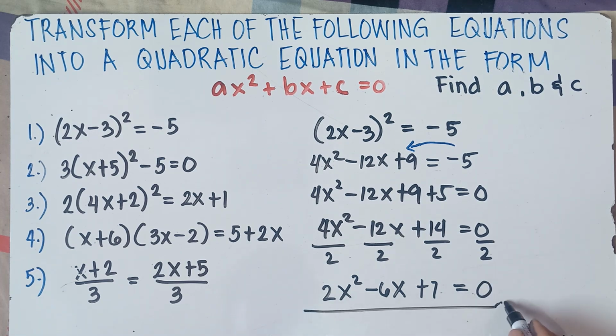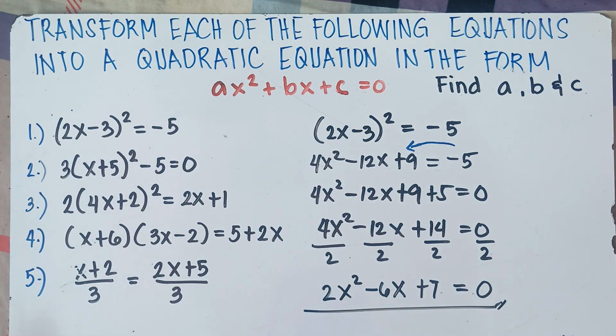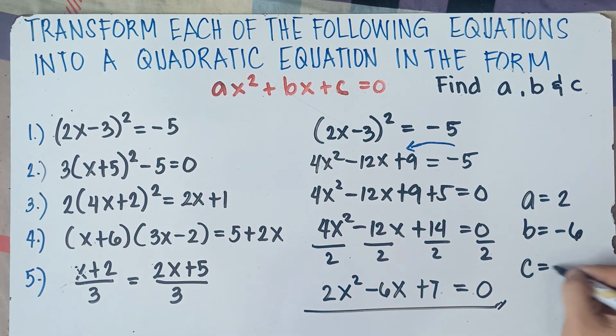That's it, class. This will be our final answer. Because we cannot reduce this one, this will be our final answer. And so our A is 2. Our B is negative 6. And our C is positive 7. That's it, class. All set.